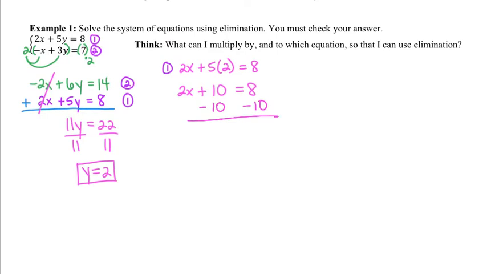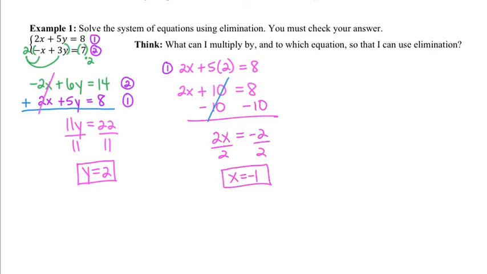And then that zeroes that 10 out on the left side, leaving us with 2x equals 8 minus 10 is negative 2. If you're unsure, use a calculator. And my last step is to divide each side by 2. So I get x is equal to negative 1.